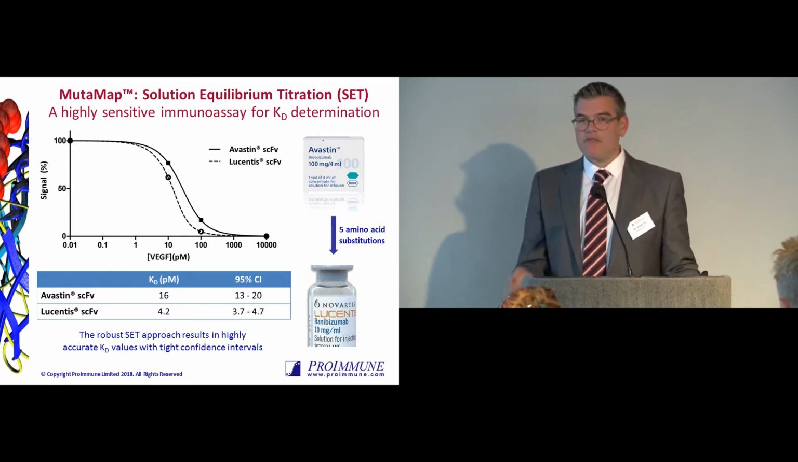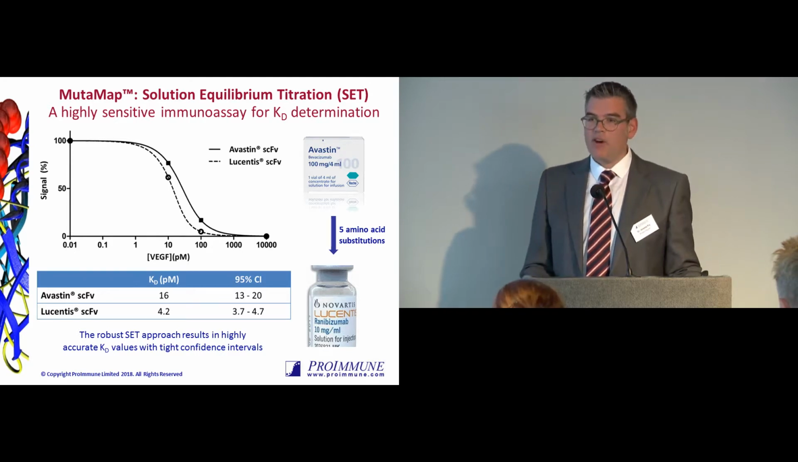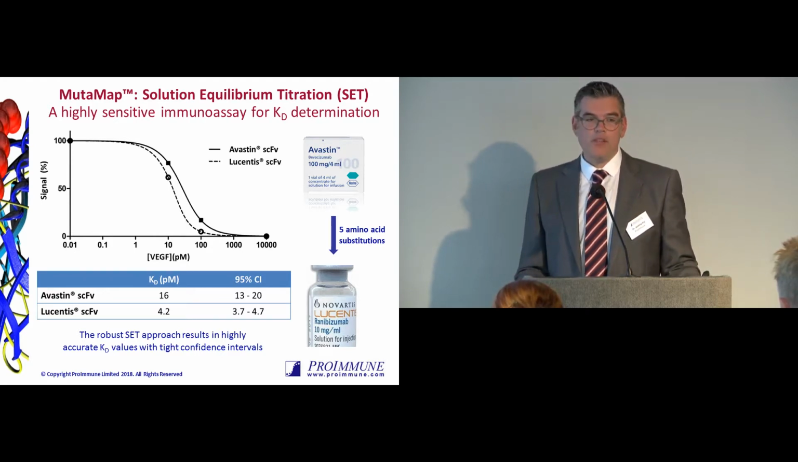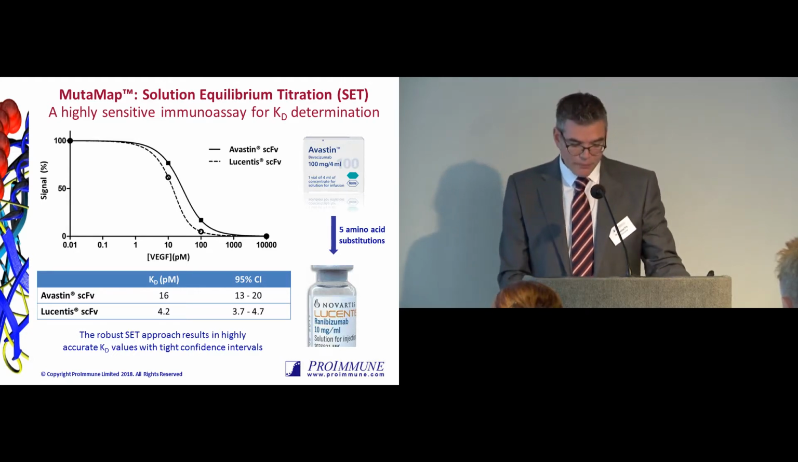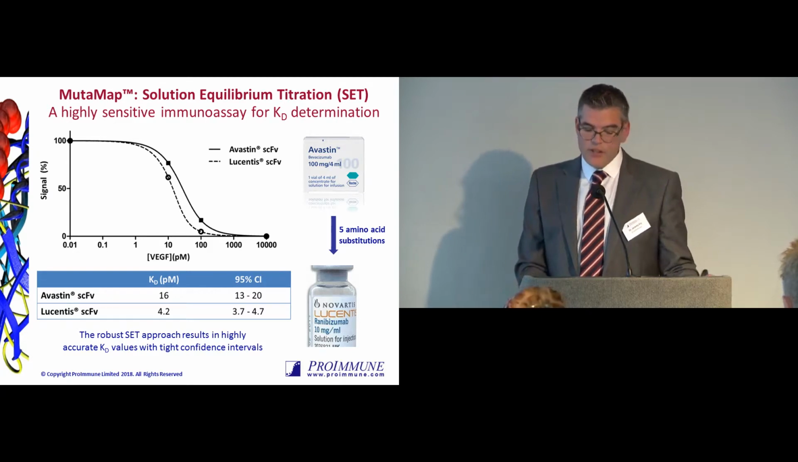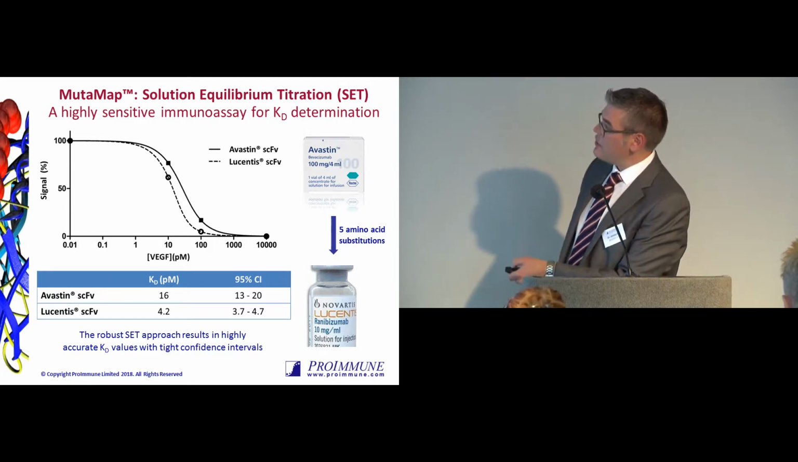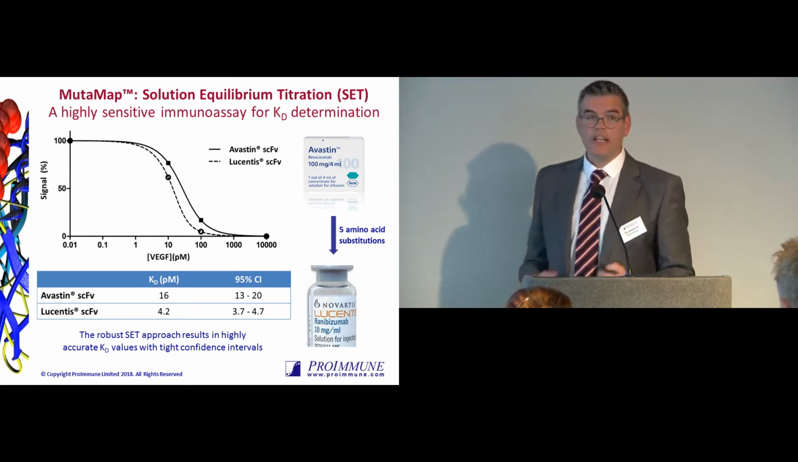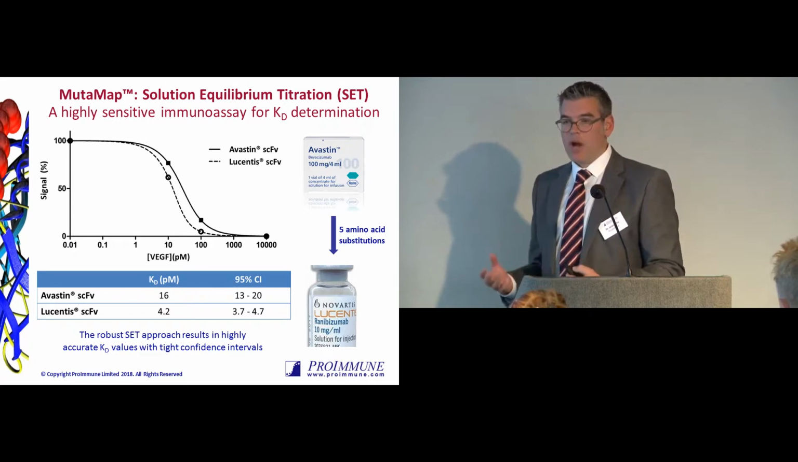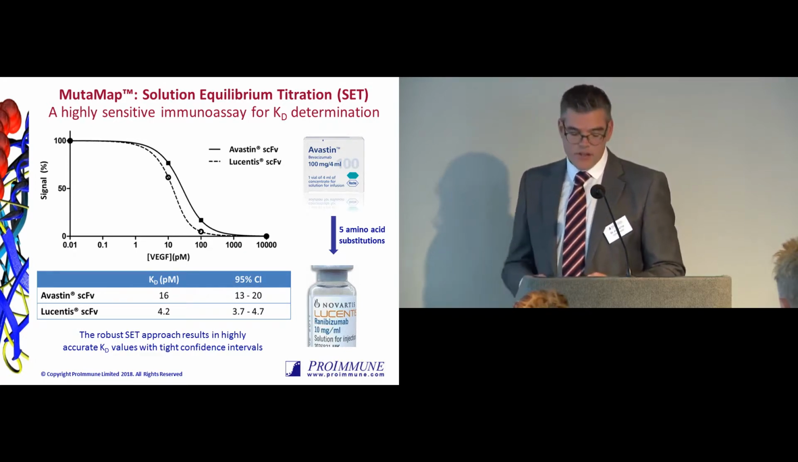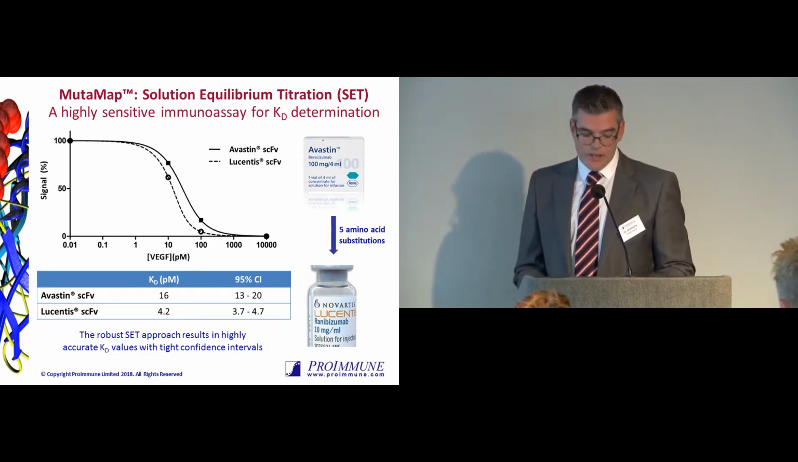So MutaMap is a really great high-throughput method of looking at the impact of point mutations from a perspective of function and actually binding affinity to the target. What it allows us to do is explore the effect of substituting each and every amino acid at each position in a protein sequence, one by one, looking at all 19 possible substitutions. That's not an absolute requirement. We can limit the number of mutations that we look at, but essentially that's what it can do.